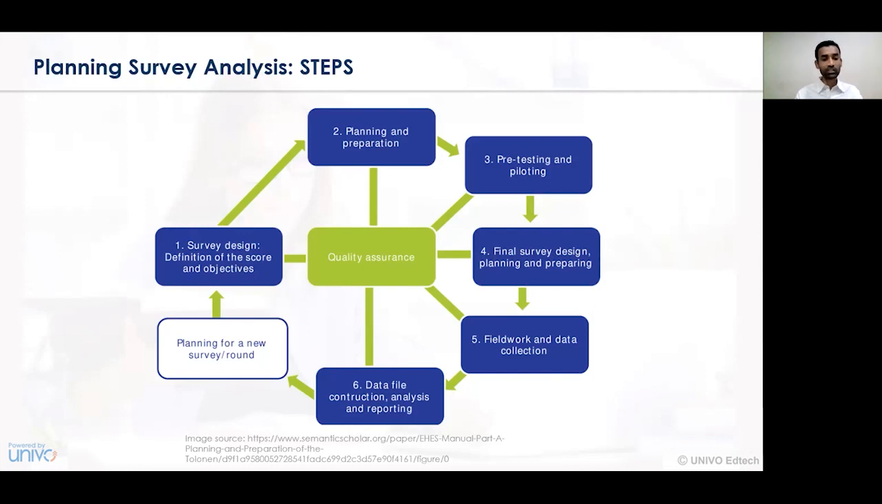Hence planning and preparation forms the second step. The third step in planning the survey analysis is pre-testing and piloting. Before a particular survey is undertaken, we always conduct a pilot survey, and on the basis of the pilot survey, pre-testing is undertaken to test the validity of the results. Whatever data we are going to collect in the actual scenario, whether that data will be acceptable or rejectable, whether people will respond to the questionnaires or not, all those considerations need to be answered, and on that basis pre-testing and piloting is necessary.